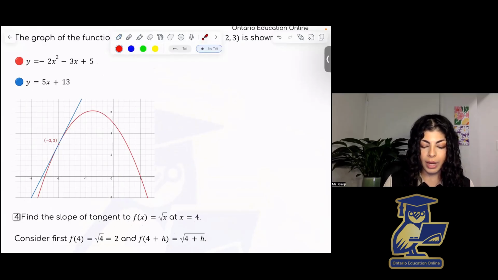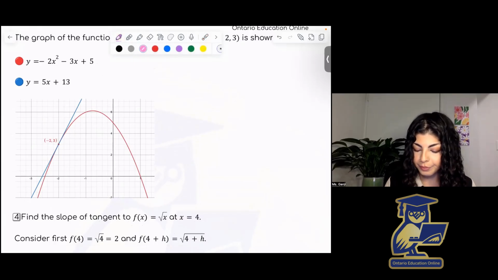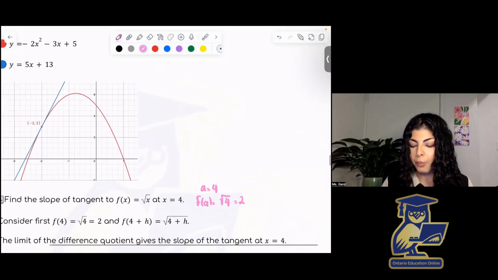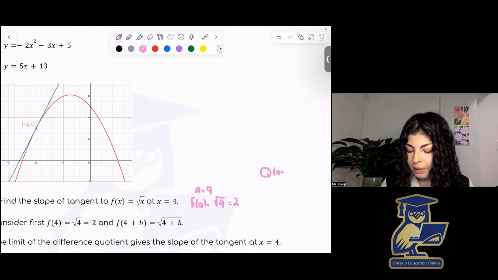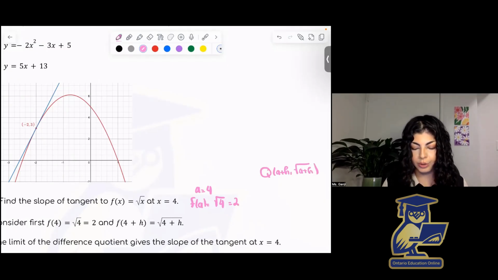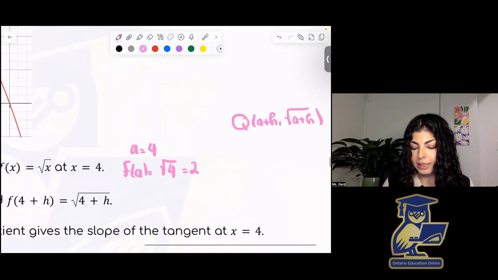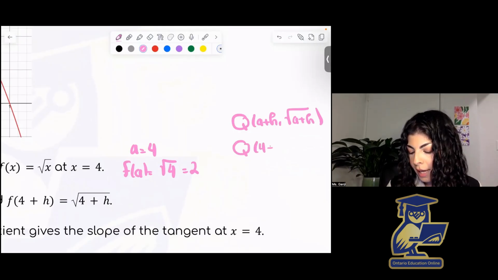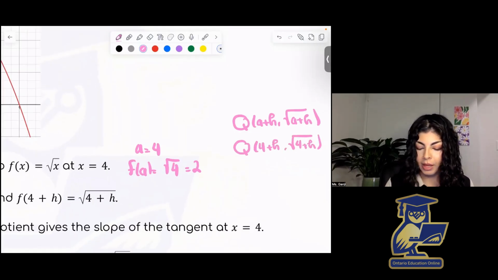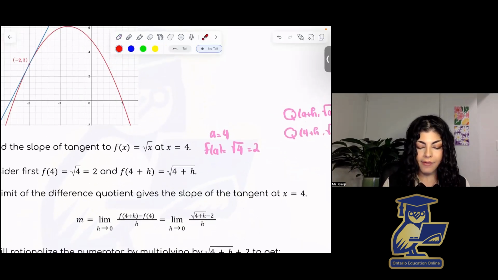So here we also start with setting a is 4. Then f of a is square root of 4, which is 2. And point Q here is going to be a plus h and square root of a plus h, just substituting into the value of the function. Since I already have 4, I can just write 4 plus h. So substituting for the slope of the tangent, I have m is equal to my limit as h approaches 0 of f of 4 plus h minus f of 4 over h. And that's my difference quotient.